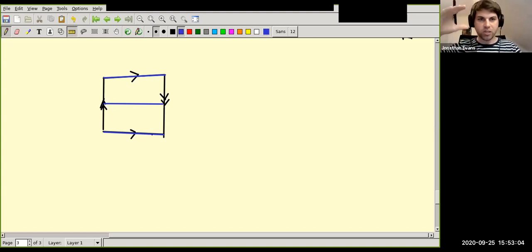And he does this by some kind of, what are they called? Cutoff function type of argument. So you basically flatten the almost complex structure outside of a certain region using a cutoff function. Does that make sense? Yeah, I think so.